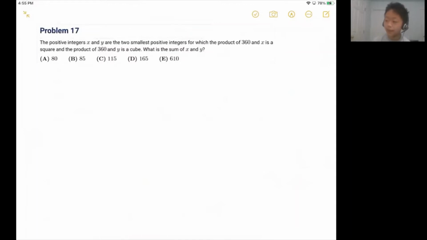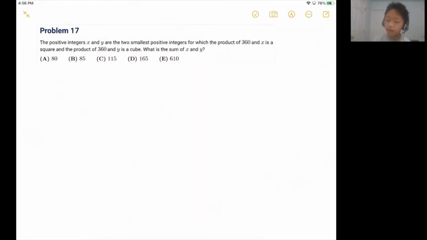This is a number theory question, and it's definitely a pretty challenging problem. In this question, we have positive integers x and y, the two smallest positive integers for which the product of 360 and x is a square, and the product of 360 and y is a cube. We want to know the sum of x and y.